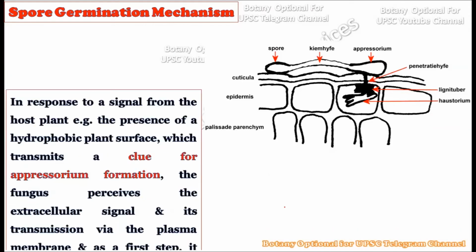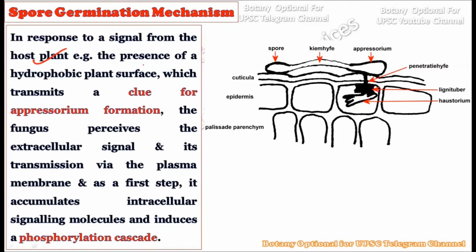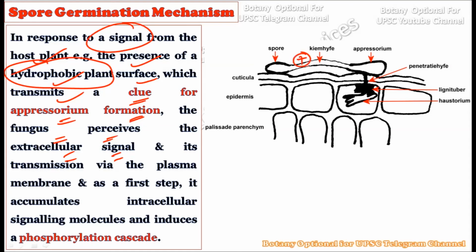Okay. Now consider, in response to the signal from the host plant, the presence of the hydrophobic plant surface, which transmits the clue for the appressorium formation, the fungus pursues the extracellular signal. So from here, the hydrophobic plant surface plus the chemical signal from the plant will all result in giving the positive signal to the germ tube, and in the process the germ tube will start to create the appressorium. Literally, this is the right plant, and once this is the right plant, the particular spore or the germ tube will start to differentiate itself, and once it is differentiated, you know what we call that structure? It is called the appressorium.